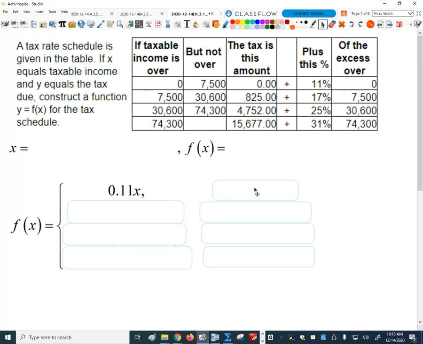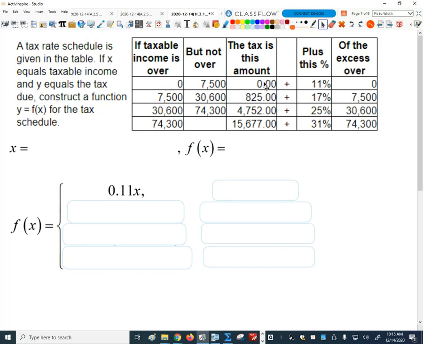Rebecca Edmonds? It would be however much over it is. But the domain are the values of x that we're inputting, right? X is our income. So what about this statement right there at the beginning? What's that telling me? What the income is? Yeah. So what incomes?